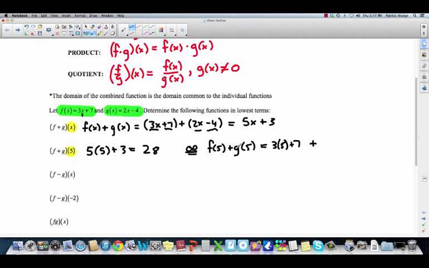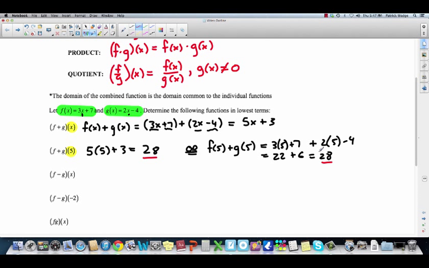Plus, now we're going to put g of 5. In other words, we're going to plug 5 into the g function right here. So we get 2 times 5 minus 4. Let's figure out what we get. 3 times 5 is 15, plus 7 is 22. 2 times 5 is 10, take away 4 is 6, and if we add those together, you get 28, and you will see that we have the exact same answer here as we got here.